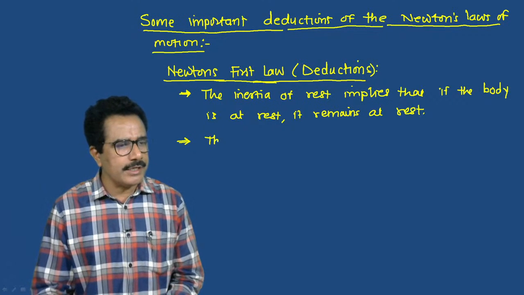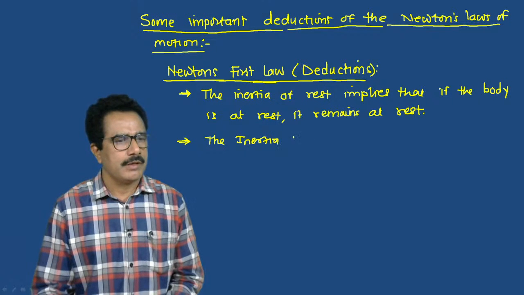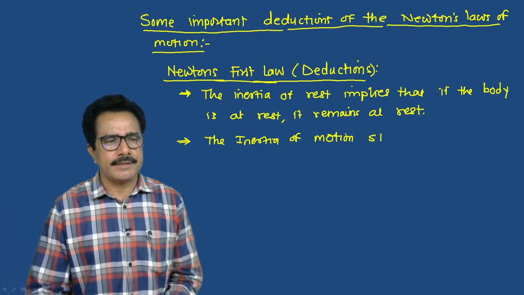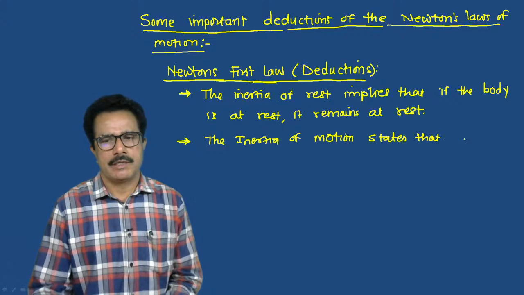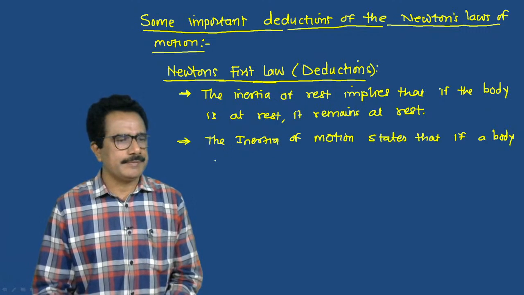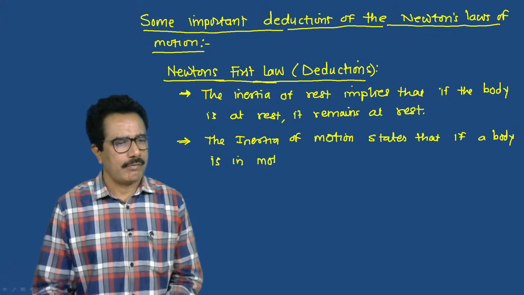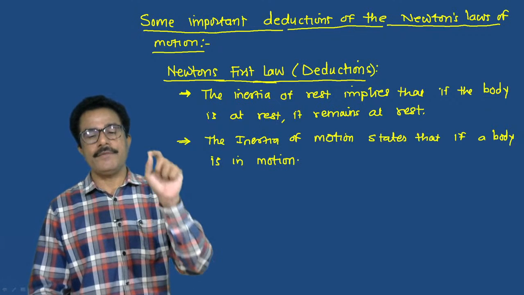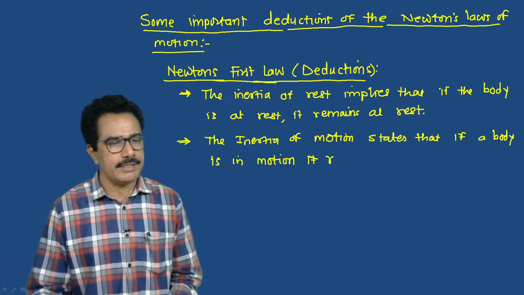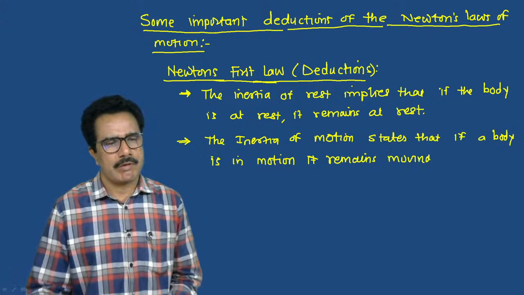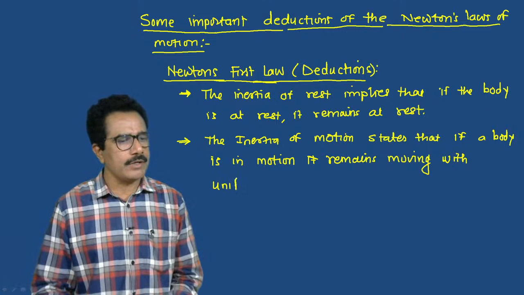Inertia of motion. The inertia of motion states that if a body is in motion, it remains moving with uniform velocity.